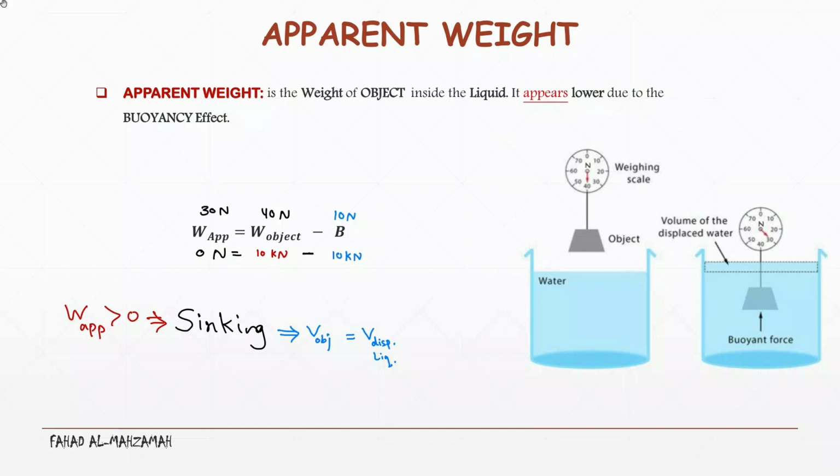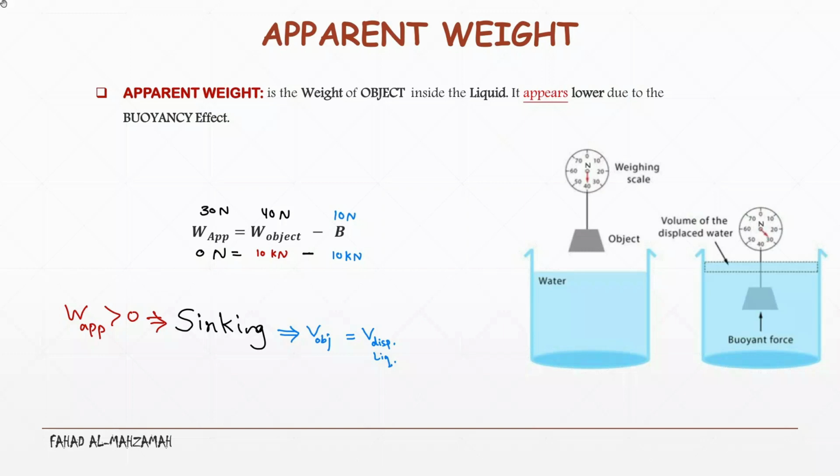So that's all about the buoyancy. We have studied the definition of the buoyancy, we have studied the buoyancy effect, and we know how to calculate the buoyancy. And we said the buoyancy is equal to the weight of displaced liquid. Then we understood two cases of the object inside the liquid: the object may float or sink. In the floating object, the object will float if and only if the weight of object is equal to the buoyancy, or the buoyant force.